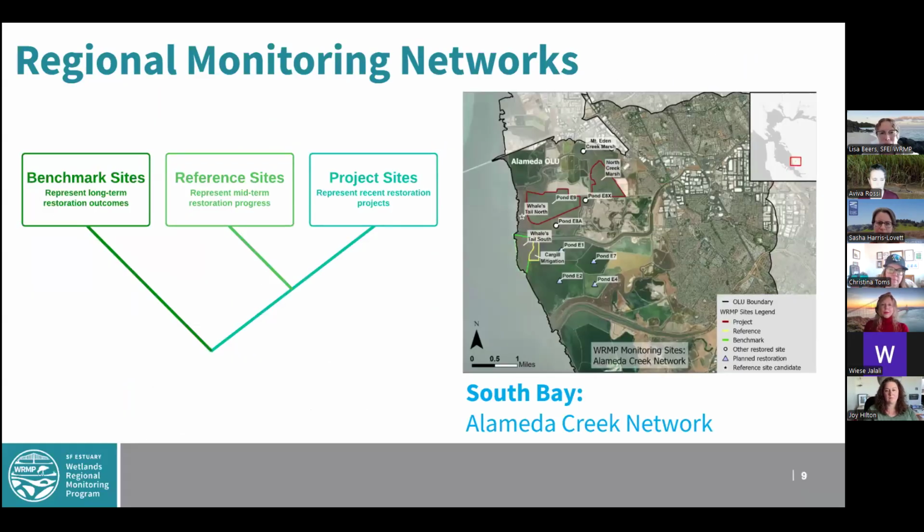Within each of our priority networks, we have a series of tidal wetland sites based on the age and status of these wetlands. We have benchmark sites, which represent the long-term outcomes of restoration projects. We have reference sites, which represent midterm restoration projects, so these are our older restoration sites. And then we have project sites, which are newly restored tidal wetlands within the estuary. Like I said, these are nested within all of our priority networks, and this map is an example of one of them, the Alameda Creek Network.